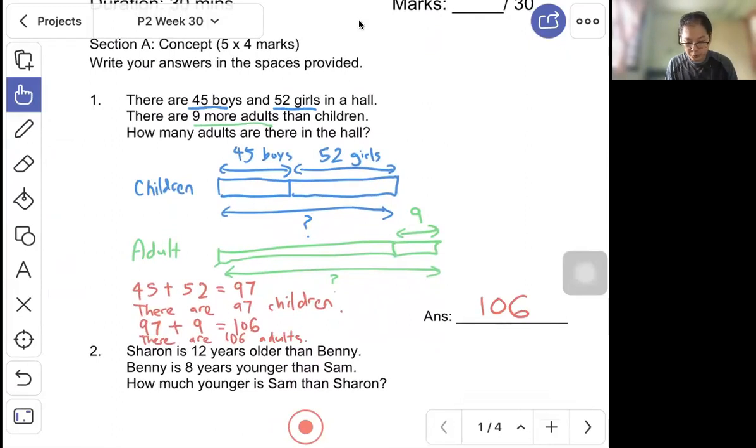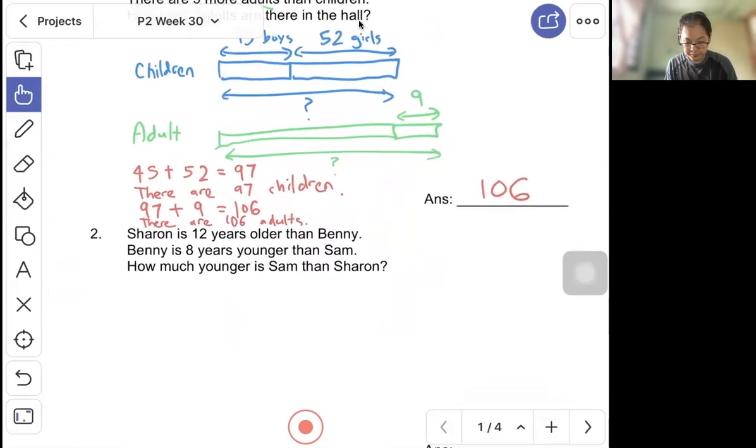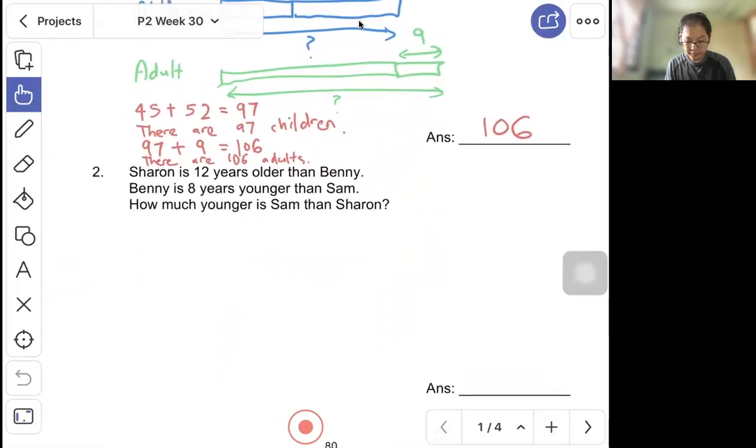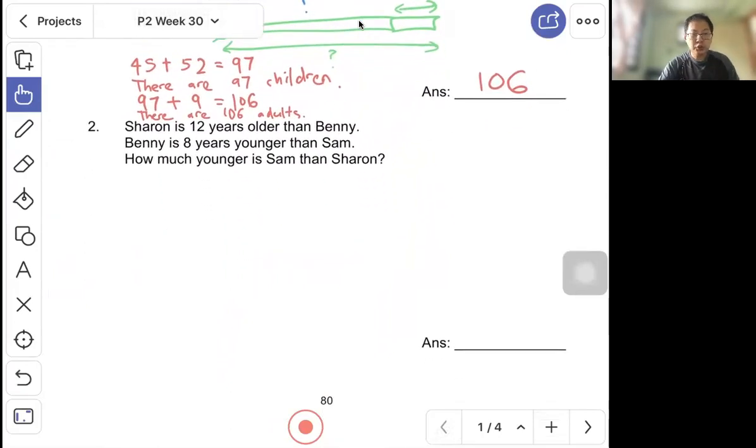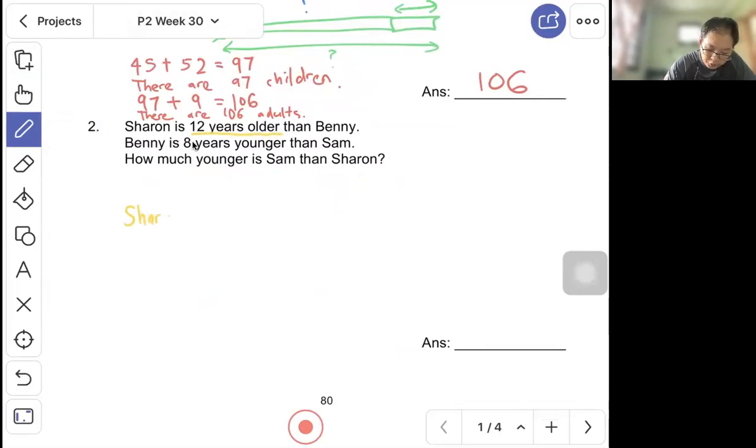Let's come to question two. Sharon is 12 years older than Benny, and Benny is 8 years younger than Sam. How much younger is Sam than Sharon? So let's underline the keywords. 12 years older. So when you draw Benny, I draw Sharon to be longer than Benny by 12.